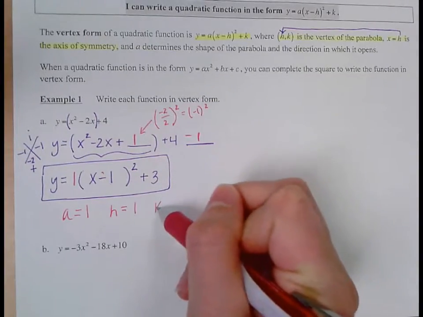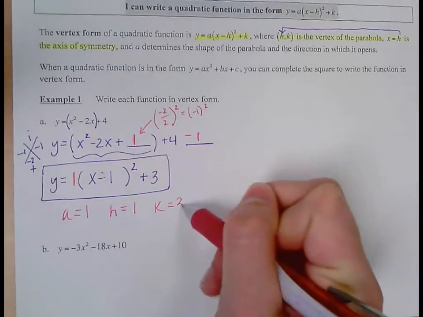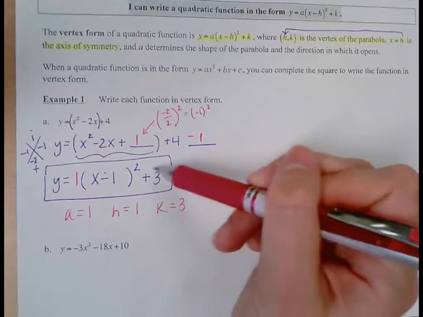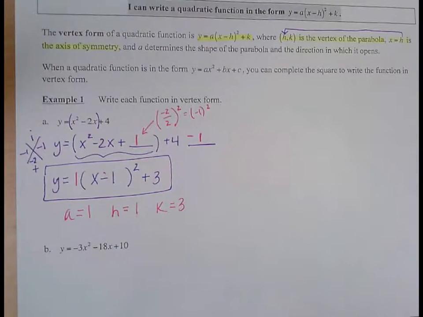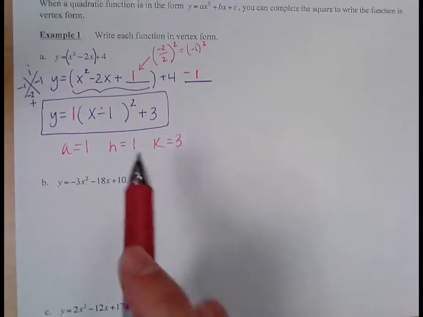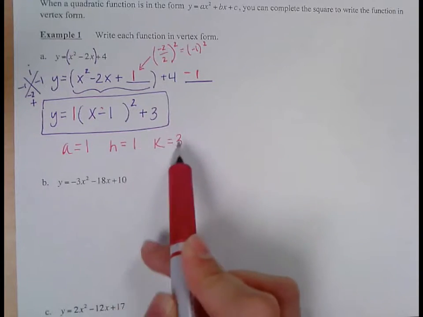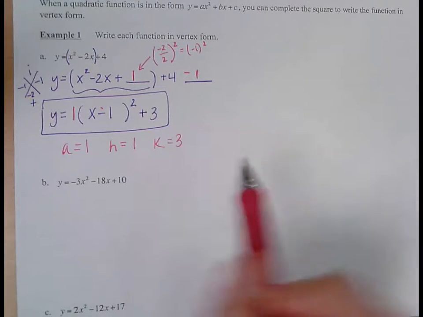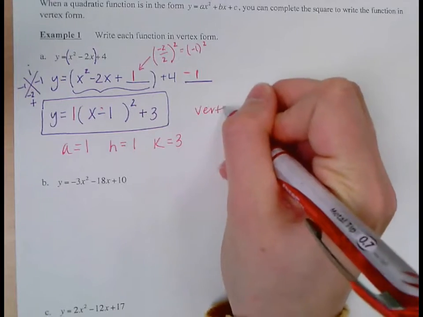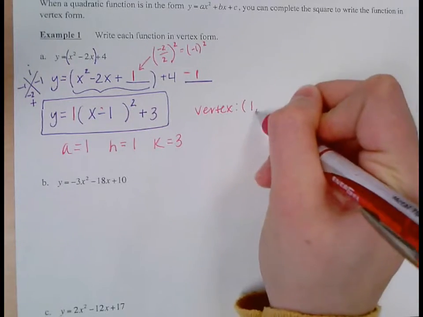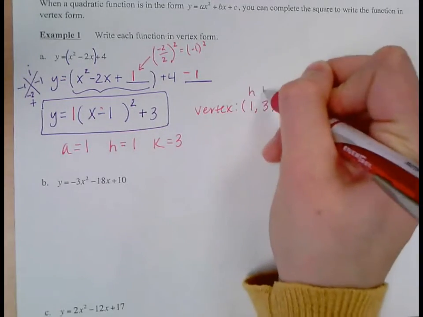And then what is k? K is 3. And k is always the sign that you see. So if you see plus 3, k is positive 3. So why you'd identify these, h and k, that is your vertex. So the vertex for this parabola is (1, 3), your h and k.